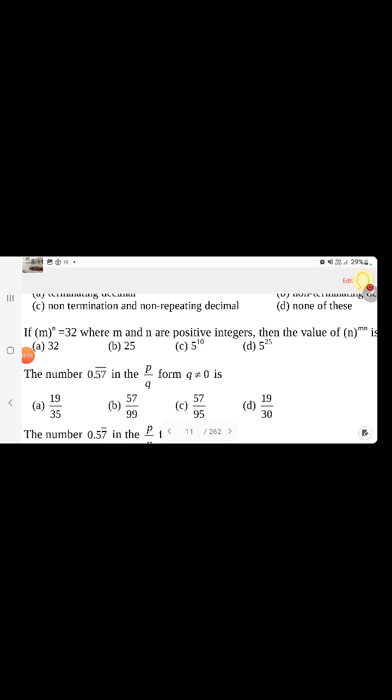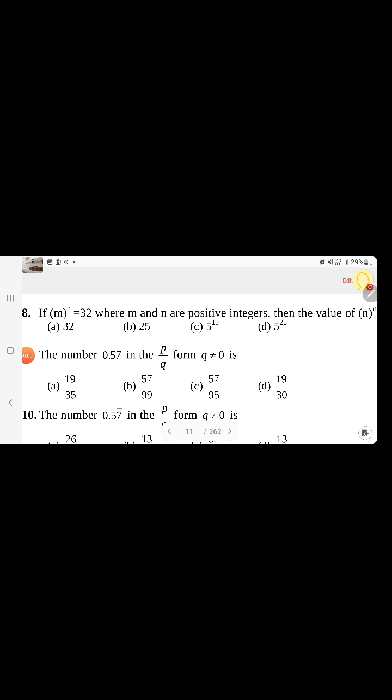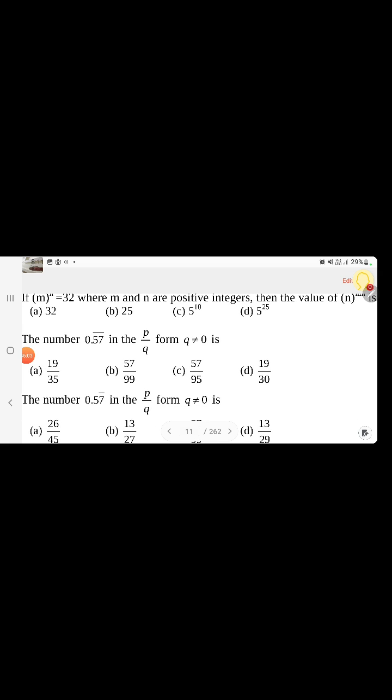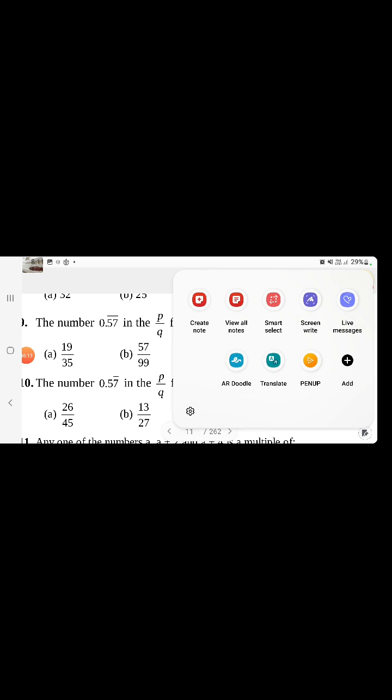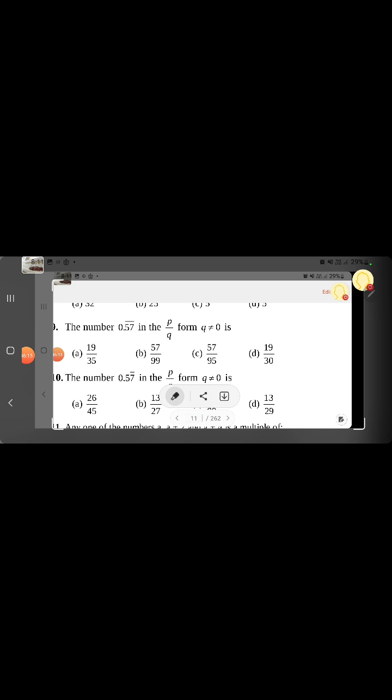The number 0.57 whole bar in the p by q form. Okay, so I have solved a problem of the same kind in the previous MCQ worksheet. Yeah, again let's solve. The number 0.57 whole bar is 0.575757. Okay, these two decimal values are repeating. So let it be n.